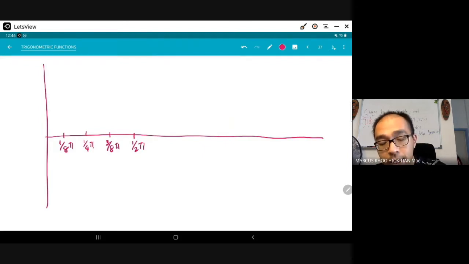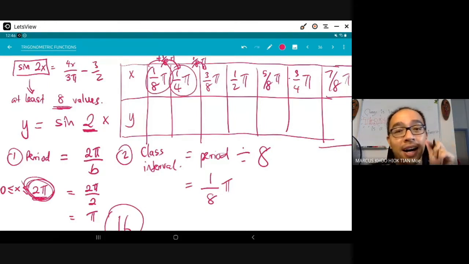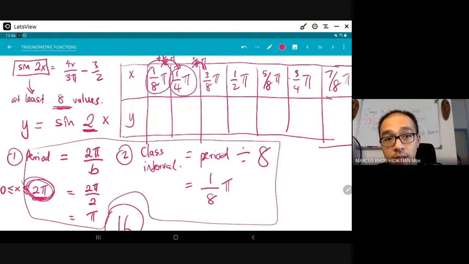It is definitely uniform, because we have already done the prior calculations. That's why the first thing you need to do is find the period, and after that, you find the class interval. So I'm going to give you 15 minutes to make the table out. In your graph paper, if you can, draw the table out and put in all the values.